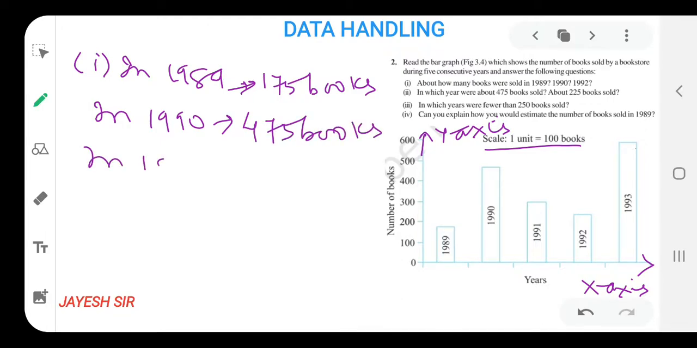In 1992, how many books were sold? So let us see. In 1992, 275 books were sold. How many books? 275 books were sold. I hope you all might be getting it, friends.